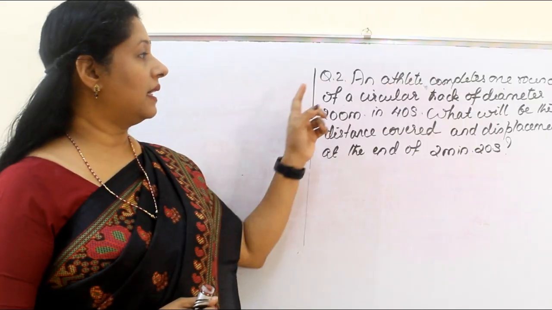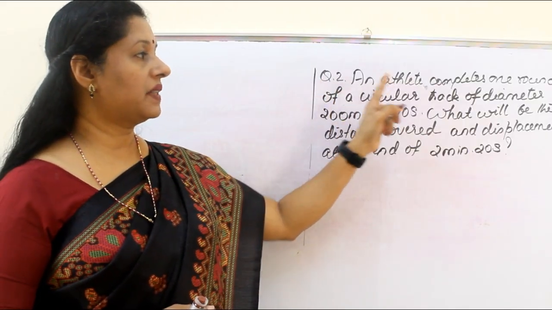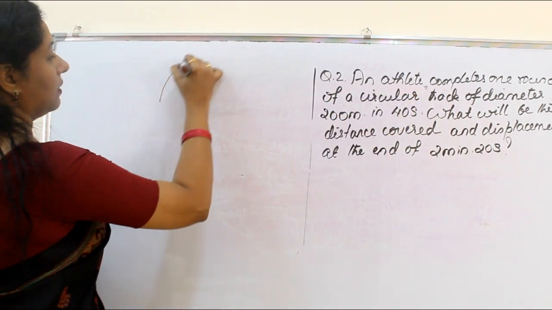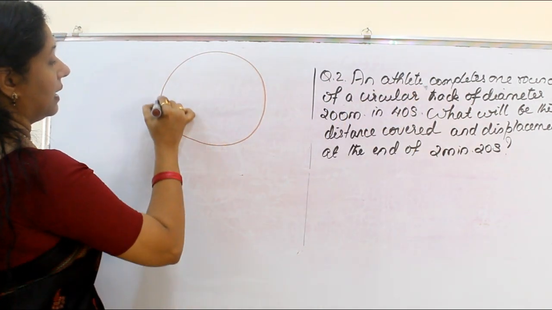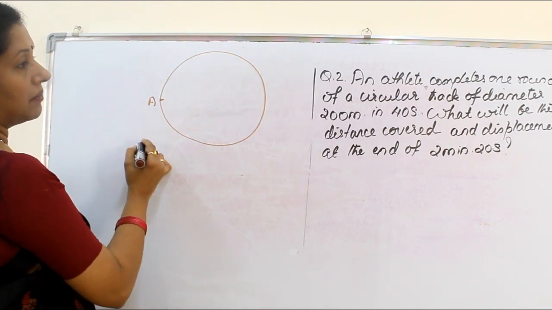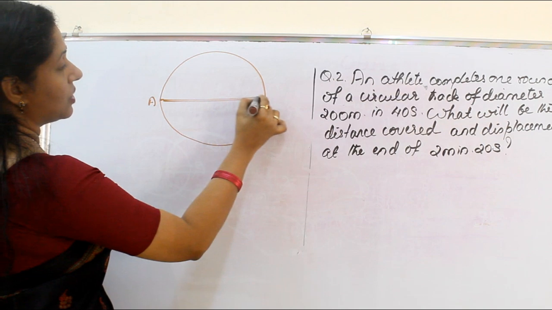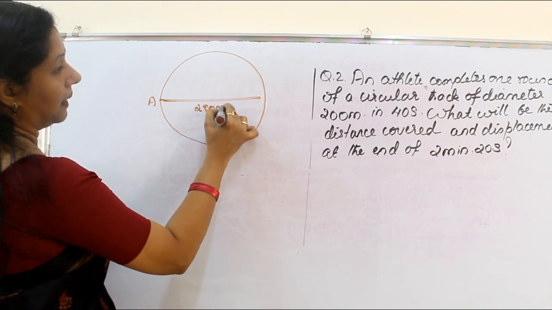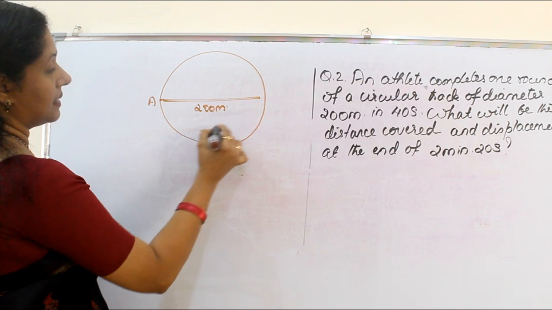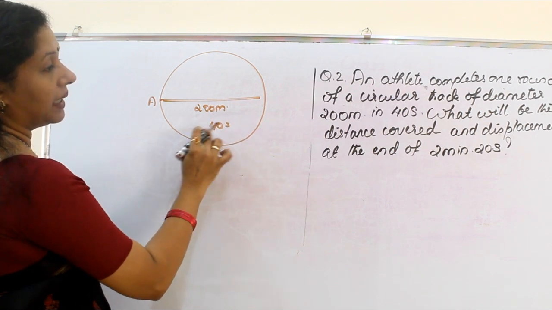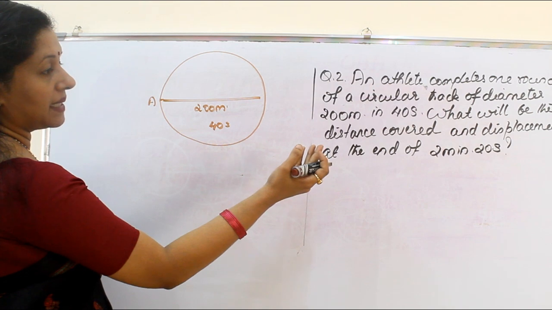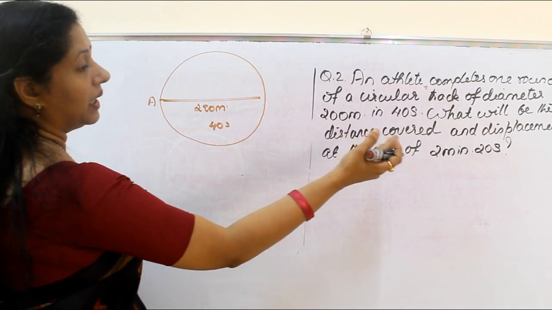Now the next question: an athlete completes one round of a circular track of diameter 200 meter. This is the circular track, and suppose he is running and starting from here. The diameter is 200 meter, and he covers one round in 40 seconds. What will be the distance covered and displacement at the end of 2 minutes 20 seconds?